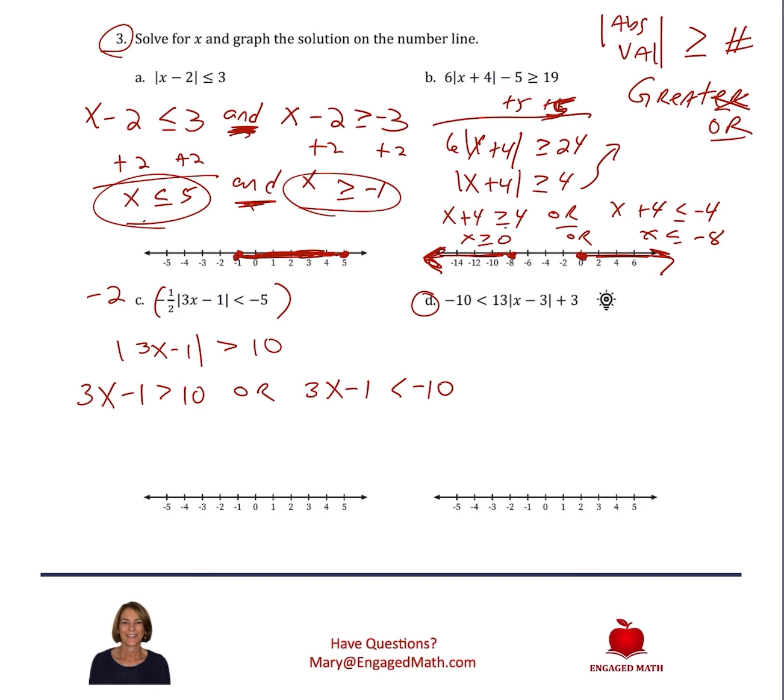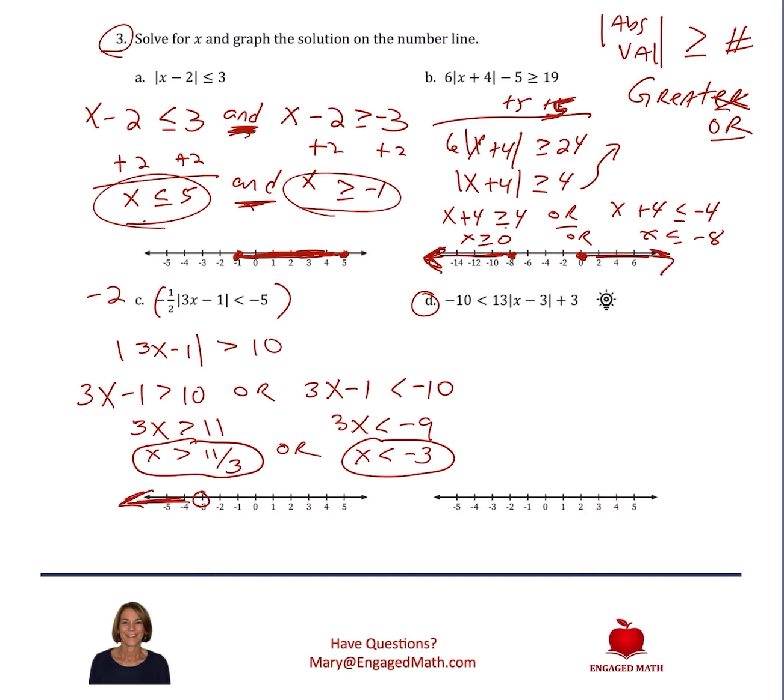All right, so now I'm going to do a little bit of work here without showing all the steps. I'm adding 1 to both sides, so 3x is greater than 11. Divide both sides by 3, and you're going to get x is greater than 11/3, or, this is the second part, we're going to add 1, so we get 3x is less than -9, x is less than -3. So in this case, we're going to go to -3. It's an open circle at -3, and we're going to shade to the left.